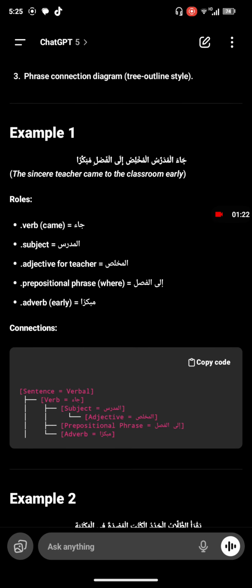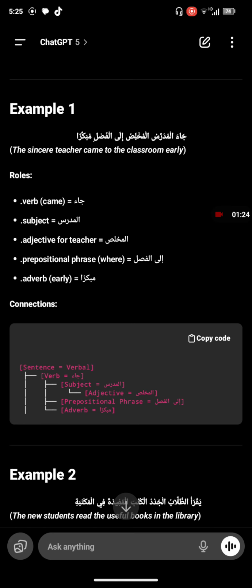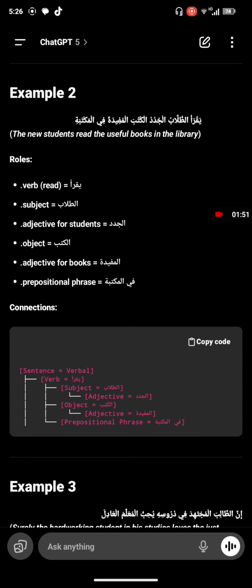verb ja'a, I wish you could see, it's at my fingers at the bottom, but the subject connects to the verb. And then the adjective, muklisu, connects to the subject. And the prepositional phrase, ila fadli, connects to the verb. And so on with the adverb that also connects with the verb. So let's go to the next one.